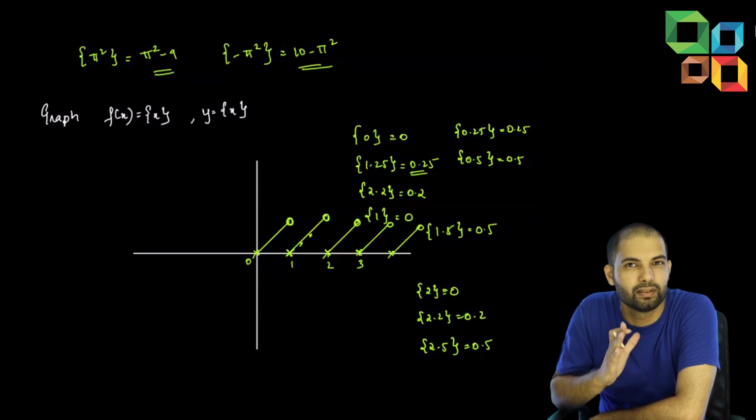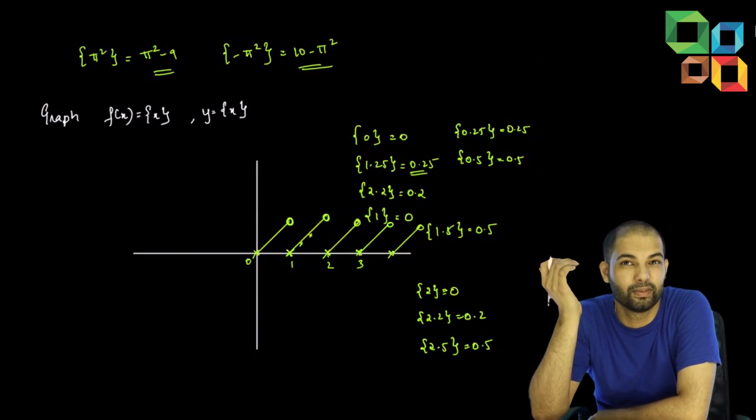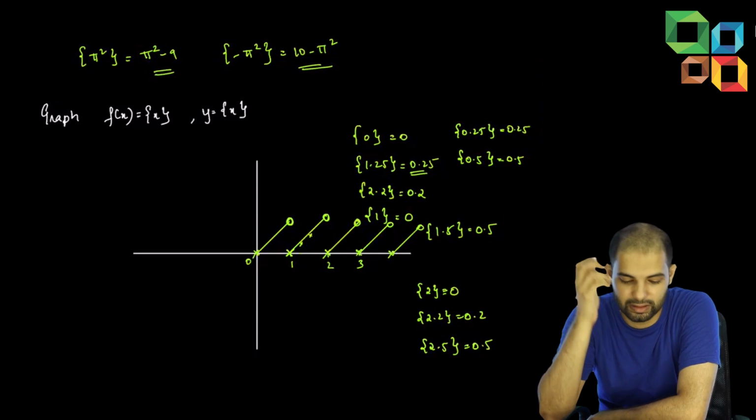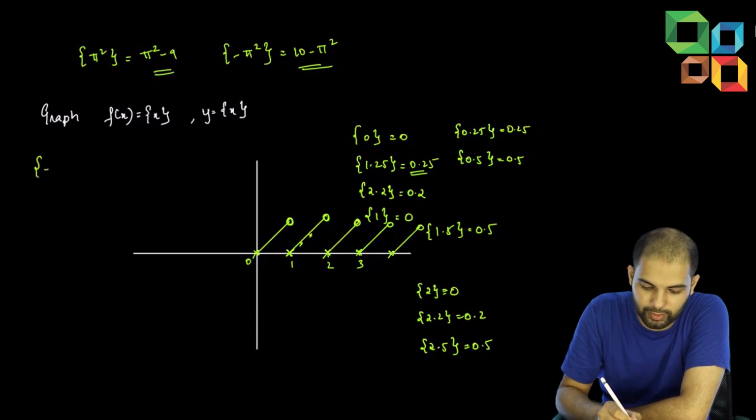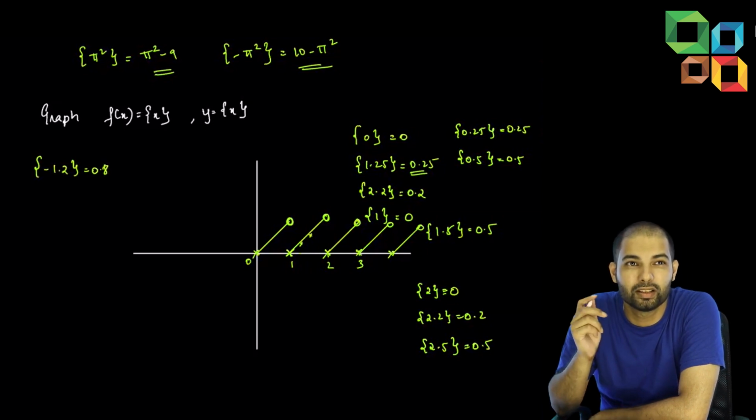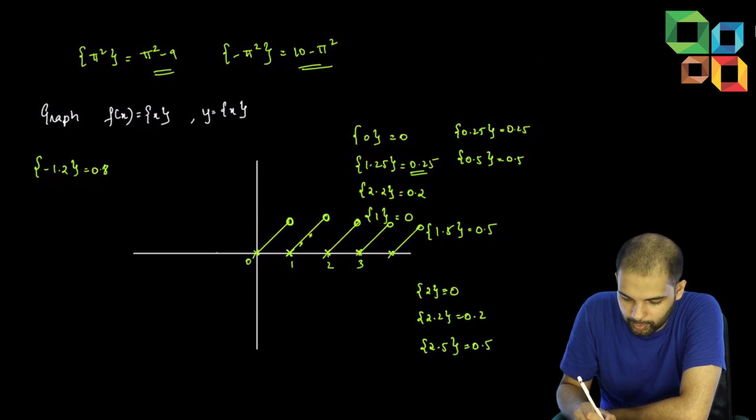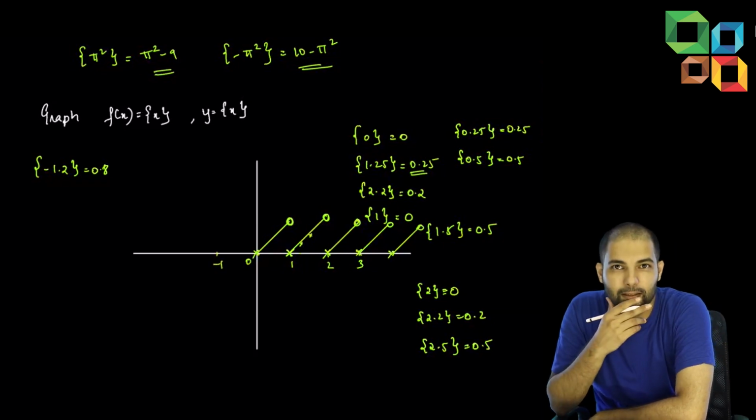What about the negative side? We just have to cross-check the negative side because we remember it was behaving differently. When we take, say, minus 1.2, you said the fractional part is 0.8. So it is not behaving exactly as the positive side. Let's check some values from 0 to -1.